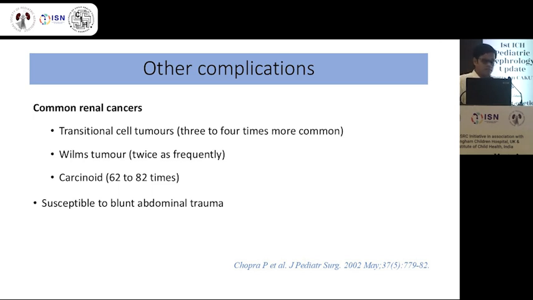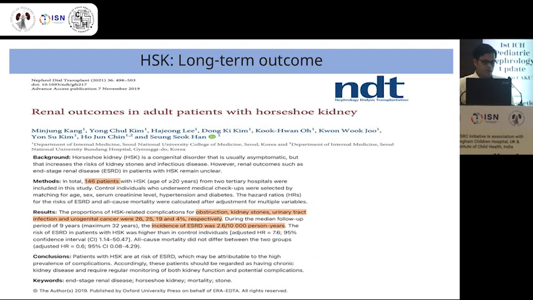What other complications are there for horseshoe kidney? They have a chance of developing malignancy, not so high, let's say 2 to 4 times higher: transitional cell carcinoma, Wilms tumor, and carcinoid. And they also have a chance of trauma, because the kidneys lie anteriorly over the vertebral body, so there is a chance of trauma, especially to the isthmus.